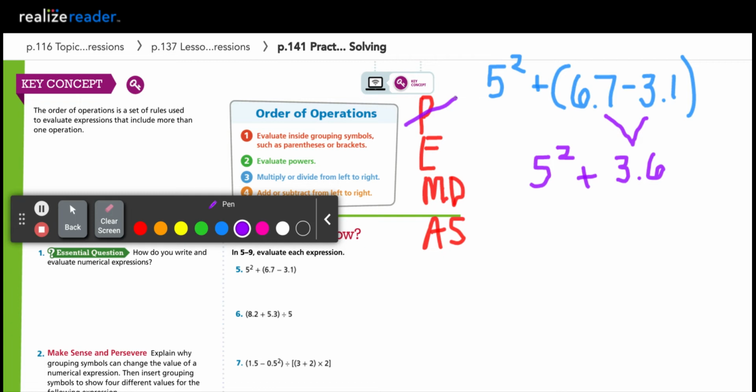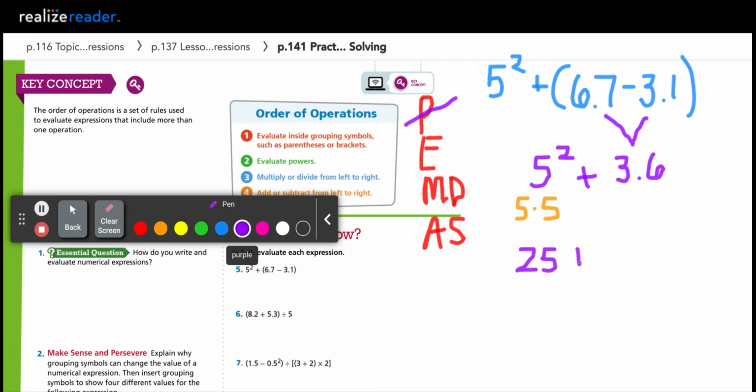Well, what's the next step in PEMDAS? What does the E stand for? E stands for exponents. So next we're going to evaluate the exponent. Well, 5 squared. What does that mean? 5 squared means we're going to be doing 5 times 5. Remember that the multiplication dot means the same thing as the multiplication cross. So 5 squared is 5 times 5. I'm going to evaluate that. 5 times 5 is 25.